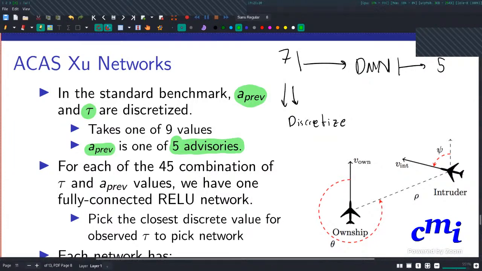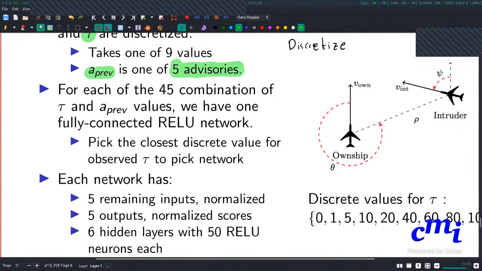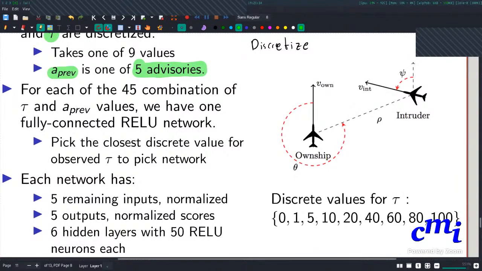For tau, they took 9 possible values, right? They chose these values based on the distribution of tau that you usually see in real life situations for which this is aimed at. So one of the values is 0, which basically means that both of the aircraft are already at the same altitude and they'll remain at the same altitude. Then you have 1, so they are going to come into the same altitude in 1 second. 5, 10, 20, 40, 60, 80, and 100, right? So these are the 9 values of tau that they chose.